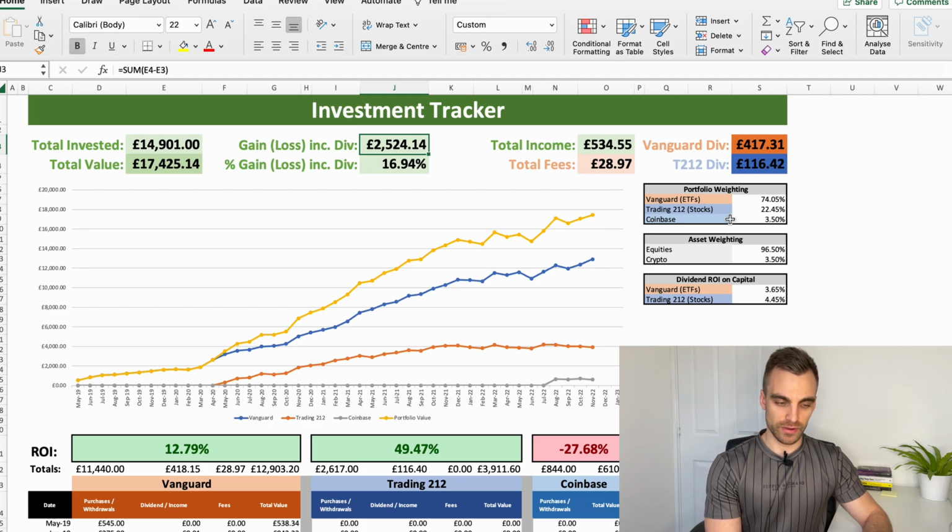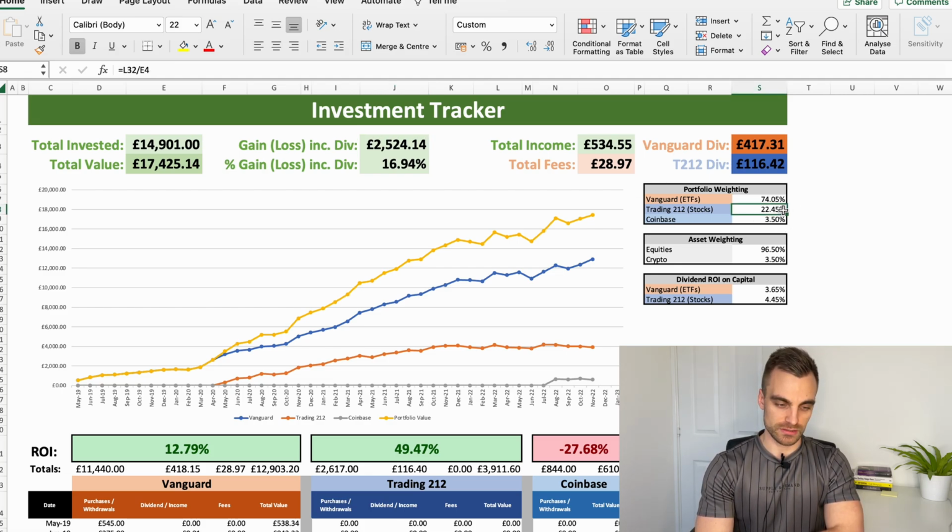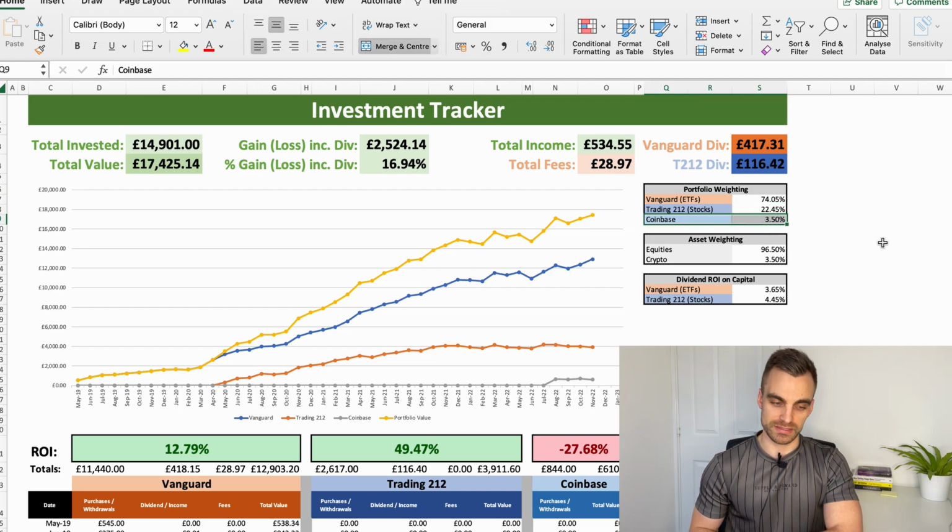Over here, my portfolio weighting, around 74% of my portfolio is in my Vanguard account at the moment. Around 22.5% is in Trading 212, and then about 3.5% is in Coinbase. And kind of what I'm looking for is around a 75-25 kind of allocation, with Vanguard, Trading 212 and then Coinbase being the smallest. So we're kind of about there. I'm not looking to put much more into crypto right at this moment in time with all of the uncertainty around it. But I might obviously live to regret that.